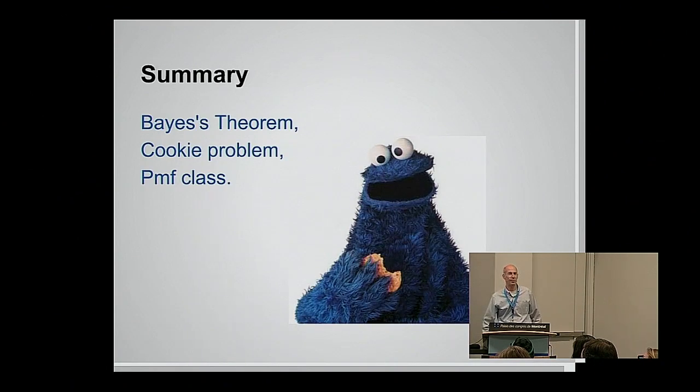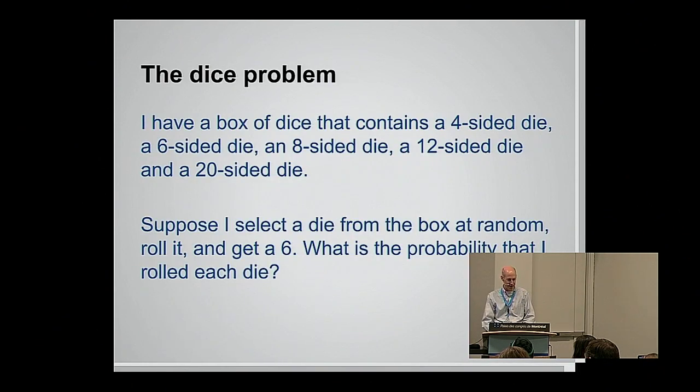I think we are done with cookie problems. So far we've got Bayes' theorem, we've got the PMF class, and we've got this framework for doing Bayesian, not quite statistics yet. So far we're really just doing probability. We're not quite doing statistics, but we're getting there.